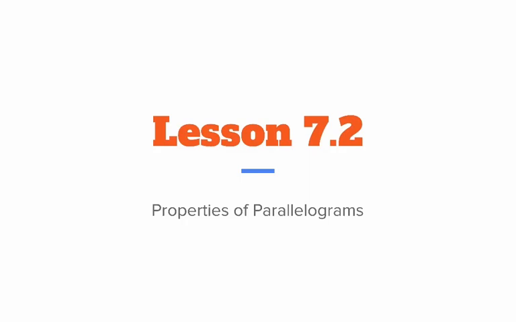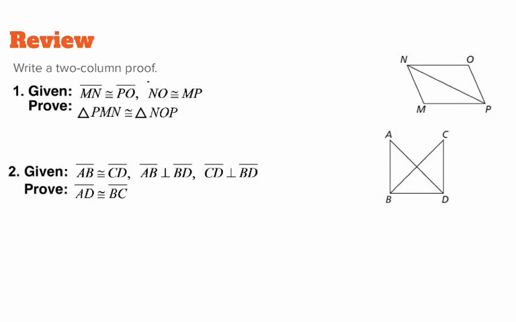In this lesson, we're specifically going to talk about quadrilaterals that are parallelograms. First, before we get into the new information, I want you to take a look at these two triangles. Instead of writing a two-column proof, just to save a little bit of time, I want you to explain how, given the information, you know that these two triangles are congruent. For example, side angle side, angle side angle, angle angle side, hypotenuse leg, etc.